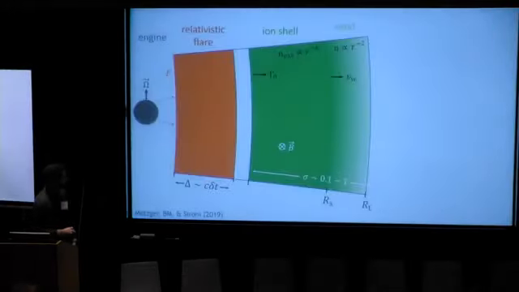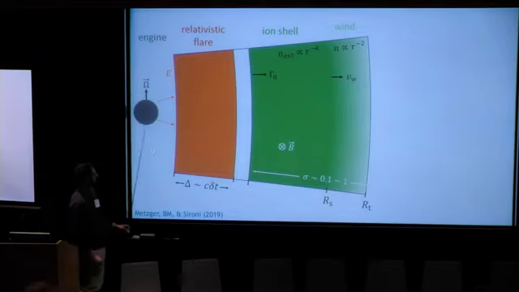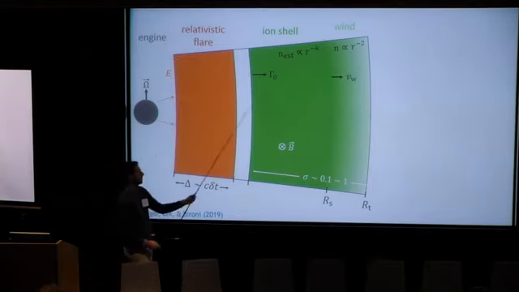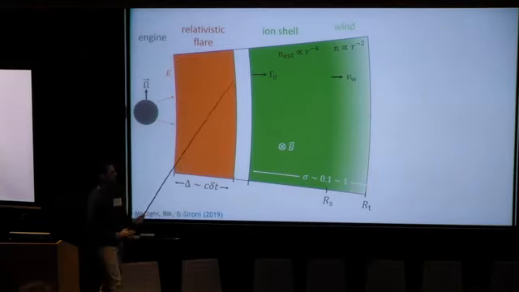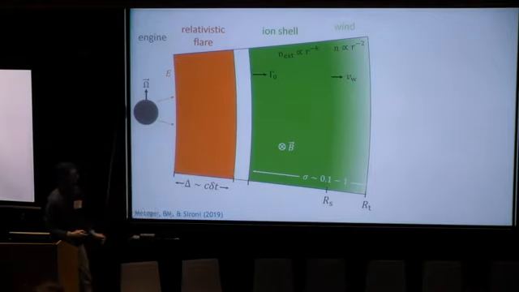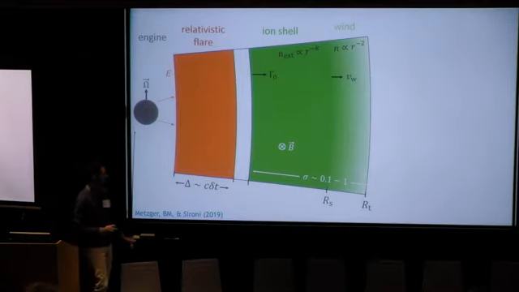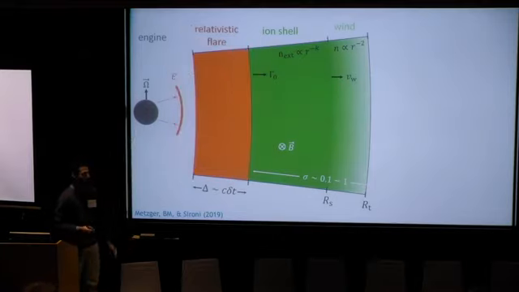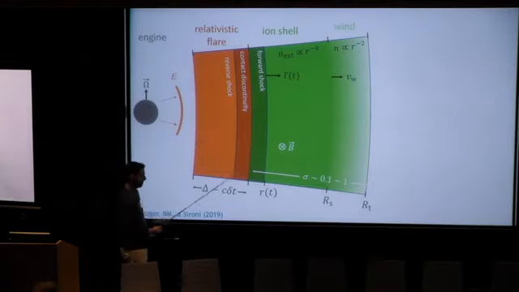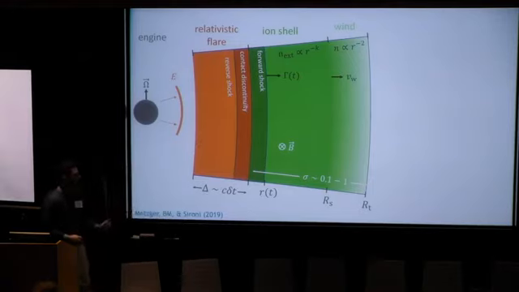So this is a schematic. You have here the engine, whatever it may be, and that engine emits some relativistic flare, and that's the orange region. The relativistic flare will then slam into some upstream medium, which in our fiducial model is some sort of baryonic shell previously ejected by the engine. We'll get into some distinctions about that later on. So when this flare slams into the upstream medium, into this green region, of course you produce a forward and reverse shock.